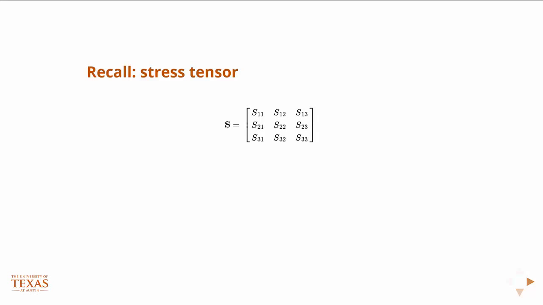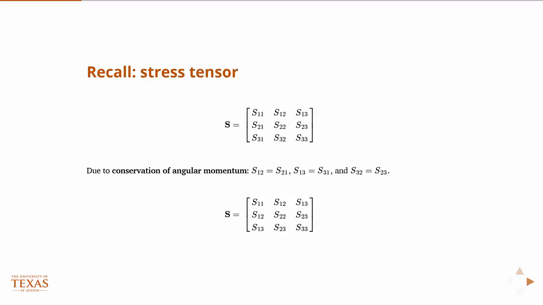We can show that for the Cauchy stress, due to conservation of angular momentum, the off-diagonal components are symmetric. And so we can actually reduce it such that there are only six unique components. Okay, so S12 equals S21, S13 equals S31, S32 equals S23. Again, this is due to the principle of conservation of angular momentum, and that's the reason it's symmetric.